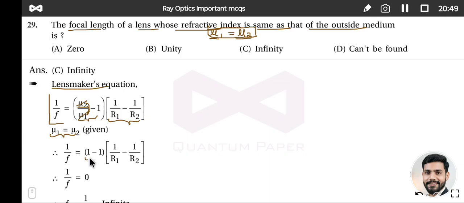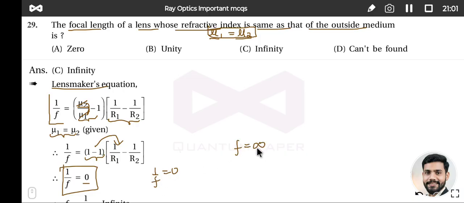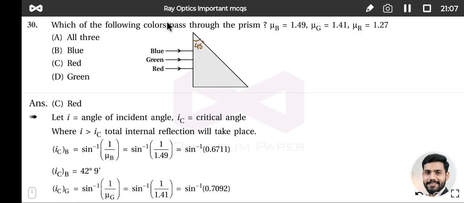So 1 minus 1 is 0, and 0 into this full bracket will be 0. So we are getting 1 upon f is equal to 0, that means f is equal to infinity. So the correct answer is C. Look at the next question. Look at the next important question.